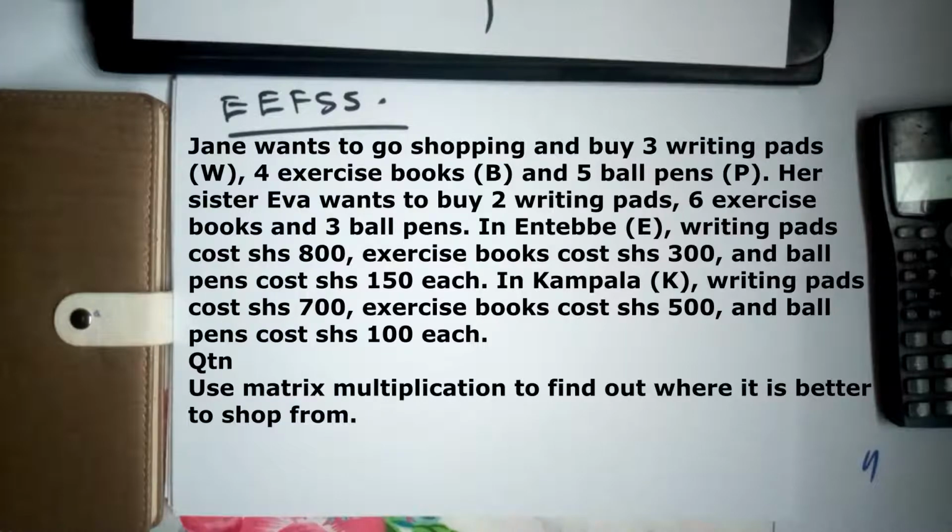So let me give you a hint here. Form a matrix for Jane and Eva, whereby Jane is a row and Eva is a row. Then the columns are going to be the writing pads, the books, and the pens. You also form another matrix which represents the prices in different cities. So the cities are the columns and the items being bought are the rows. Then you just multiply these two matrices to find where you can buy easily.